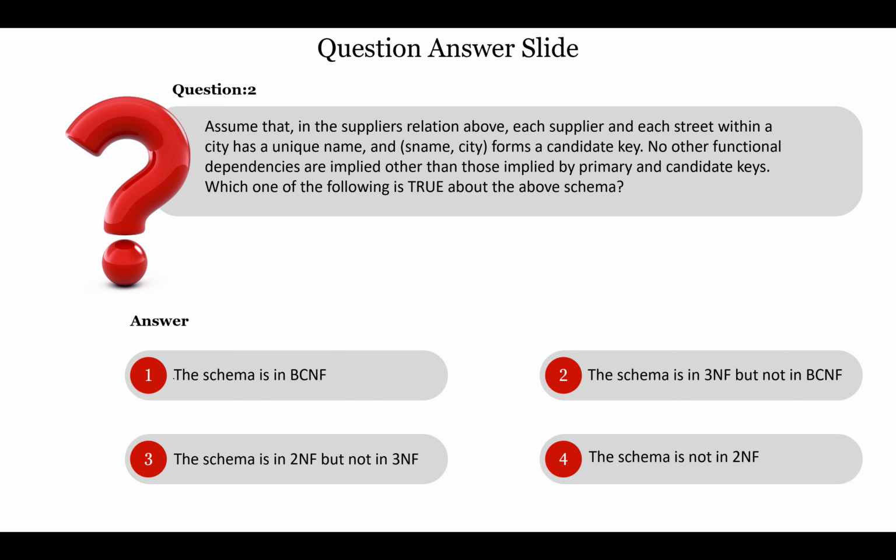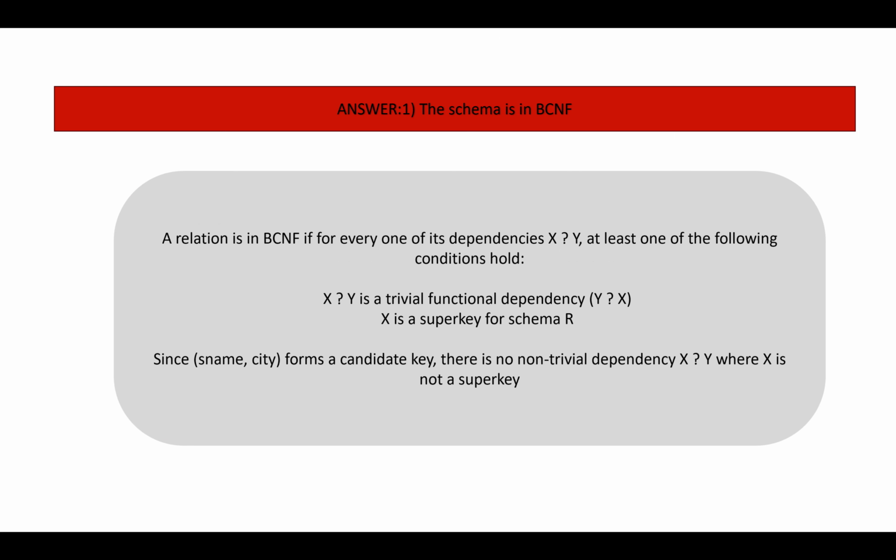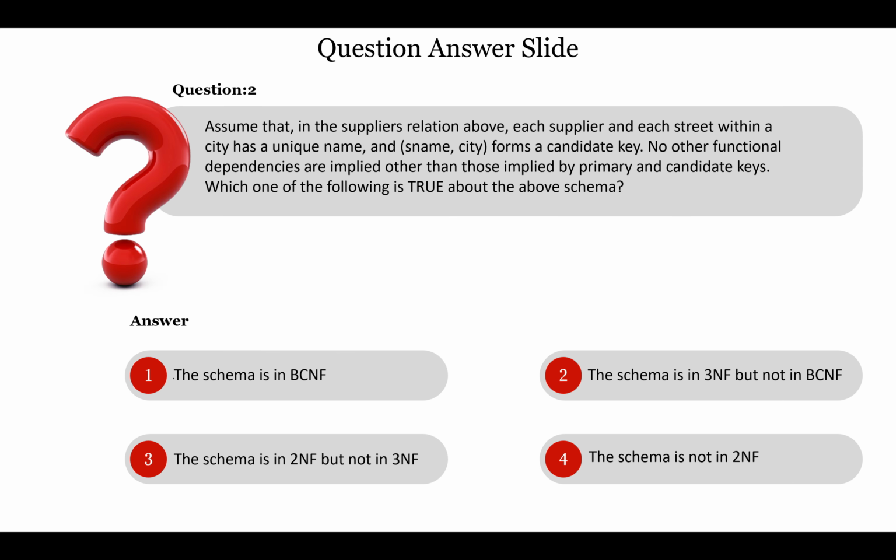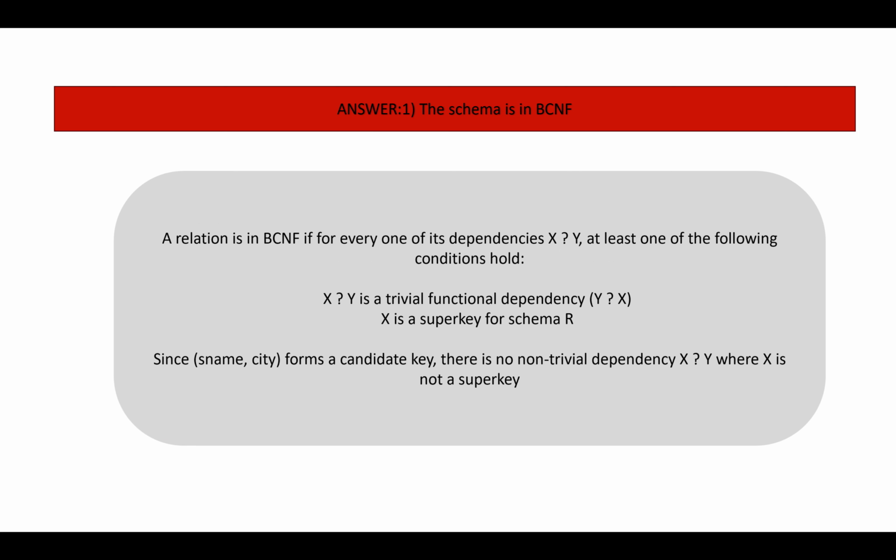So next question is, assuming that in the suppliers relation above, each supplier and each street within a city has a unique name, and sname and city form a candidate key. No other functional dependencies are implemented other than those implied by primary and candidate keys. So here we have to find which of the following is true about the above schema. The first is the schema is BCNF. The second is the schema is 3NF but not BCNF. Third is the schema is 2NF but not 3NF. And fourth is the schema is not 2NF. So the correct option is the schema is BCNF.